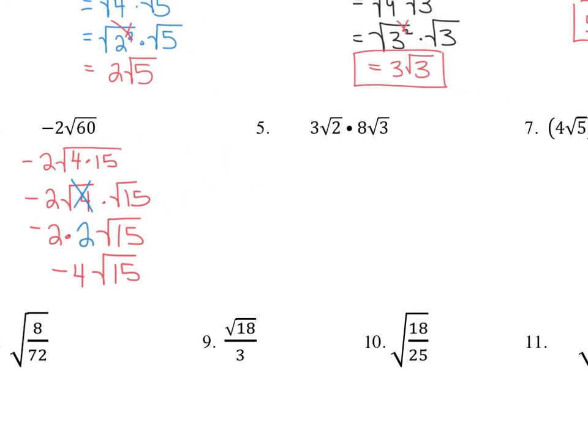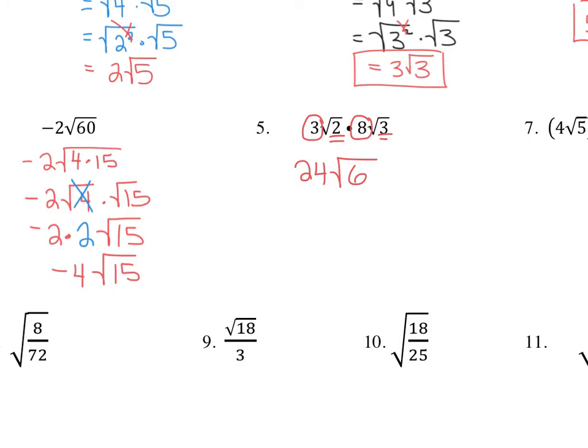Number 5, we have 2 radicals that are being multiplied. We have 3 square roots of 2 times 8 square roots of 3. So when you have this case, what you can do is you multiply the coefficients in front. So 3 times 8 is 24. And then you can multiply what are these numbers underneath the radical sign, called the radicands. So you would multiply those together and we get 24 square roots of 6.